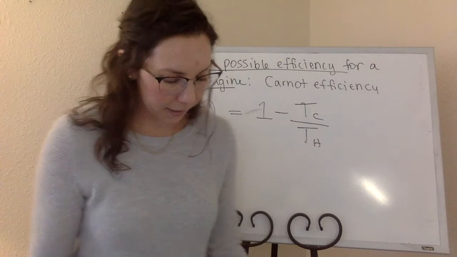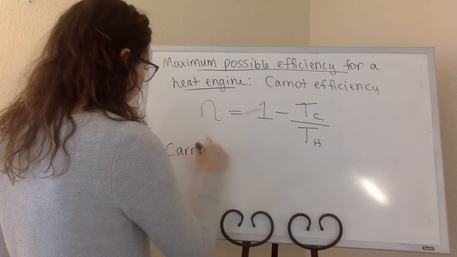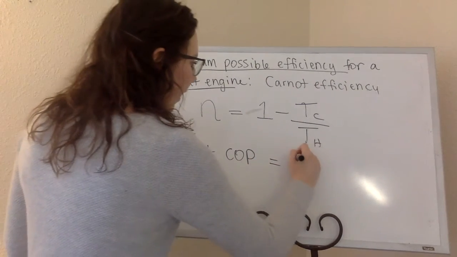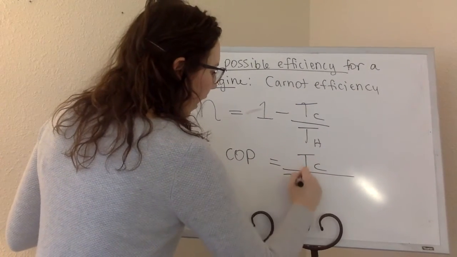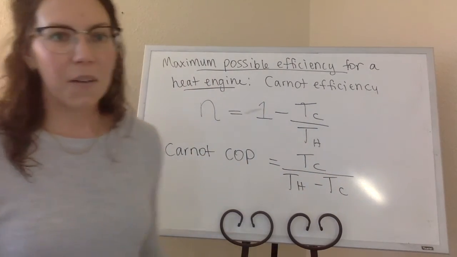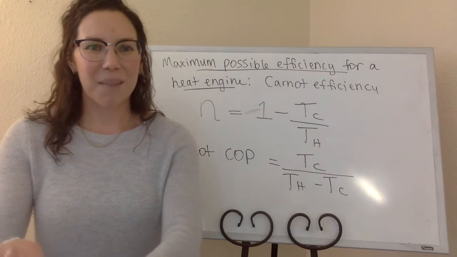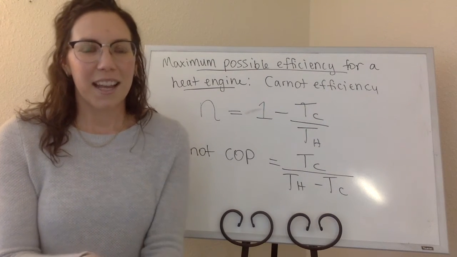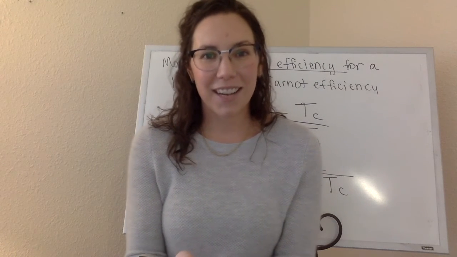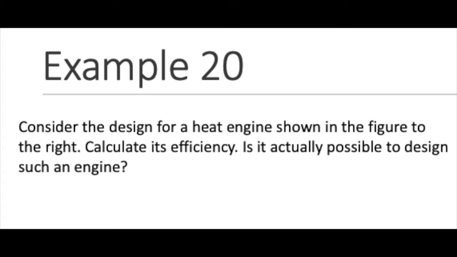And we could write something similar for a refrigerator. The Carnot COP for a refrigerator would be Tc over Th minus Tc. And that's really all I'll say about that, but this concept of the maximum efficiency, or COP, is important when we're analyzing real refrigerator or real heat engine cycles. Okay, so with that, let's look at the example for this section.